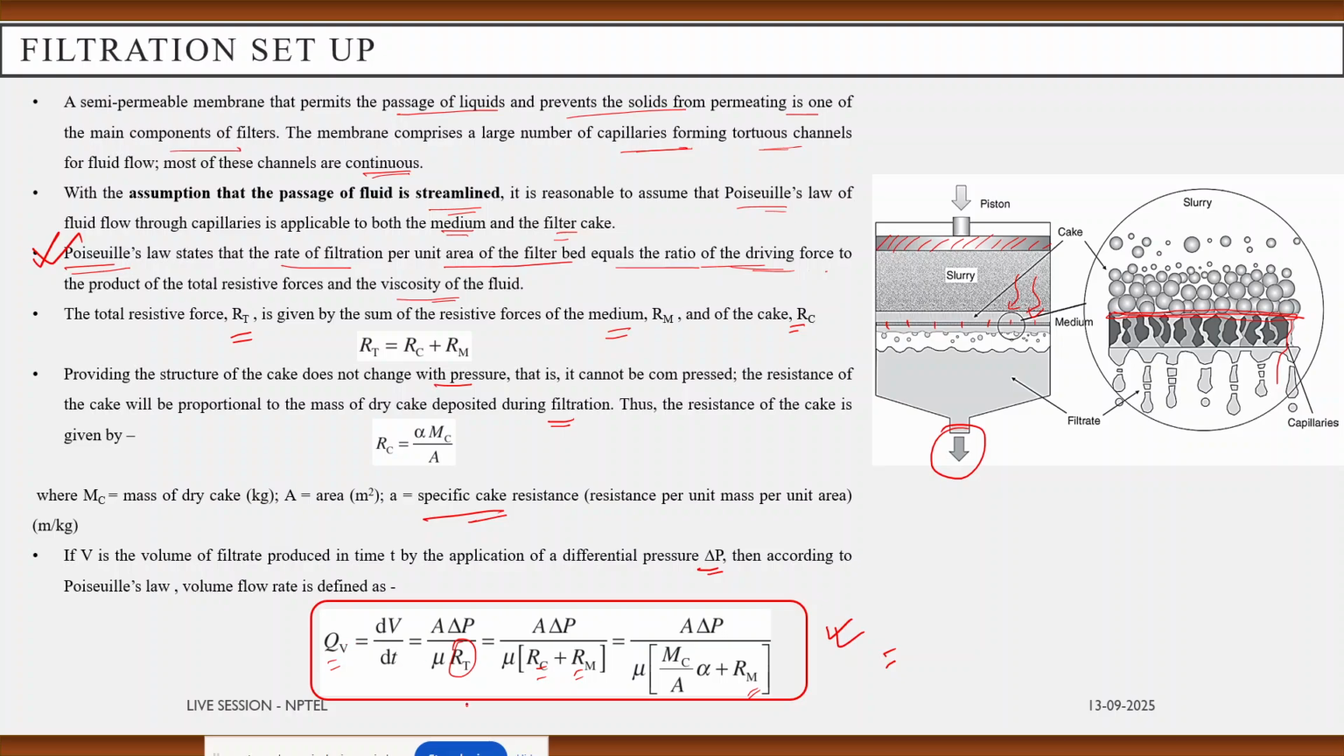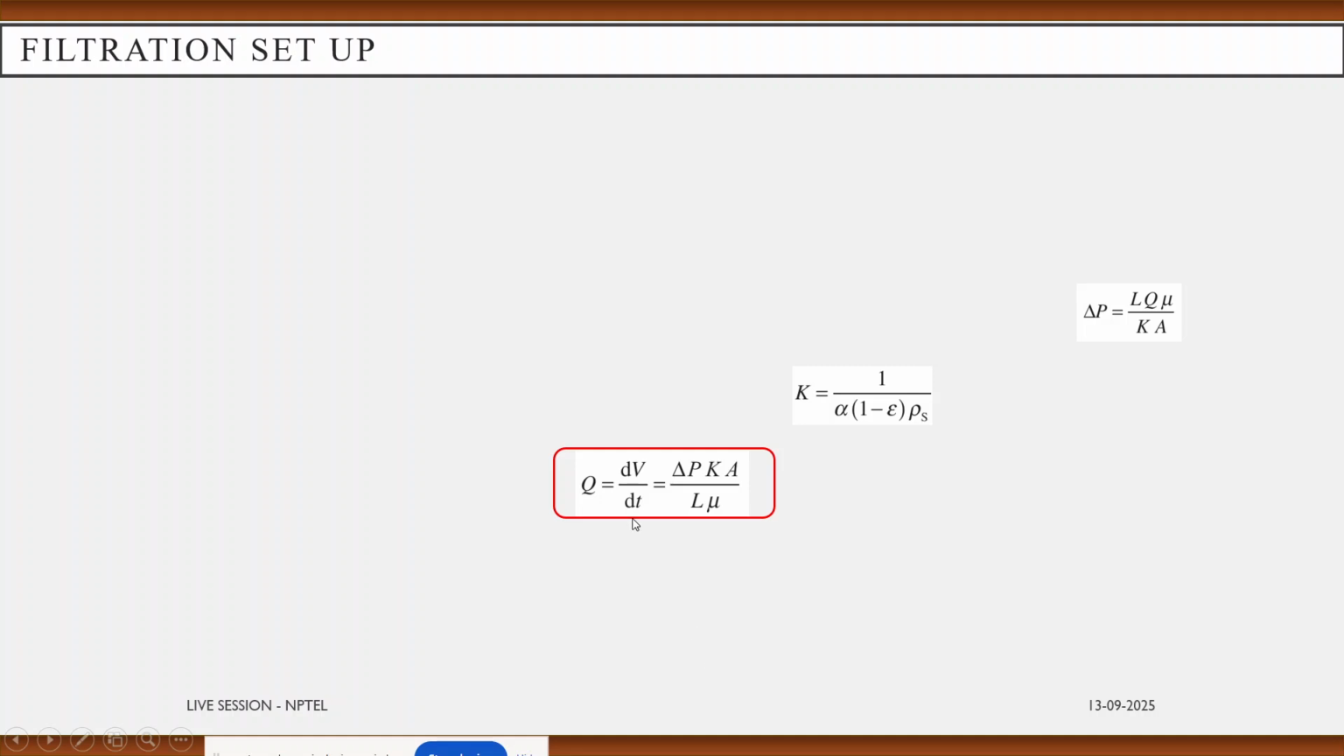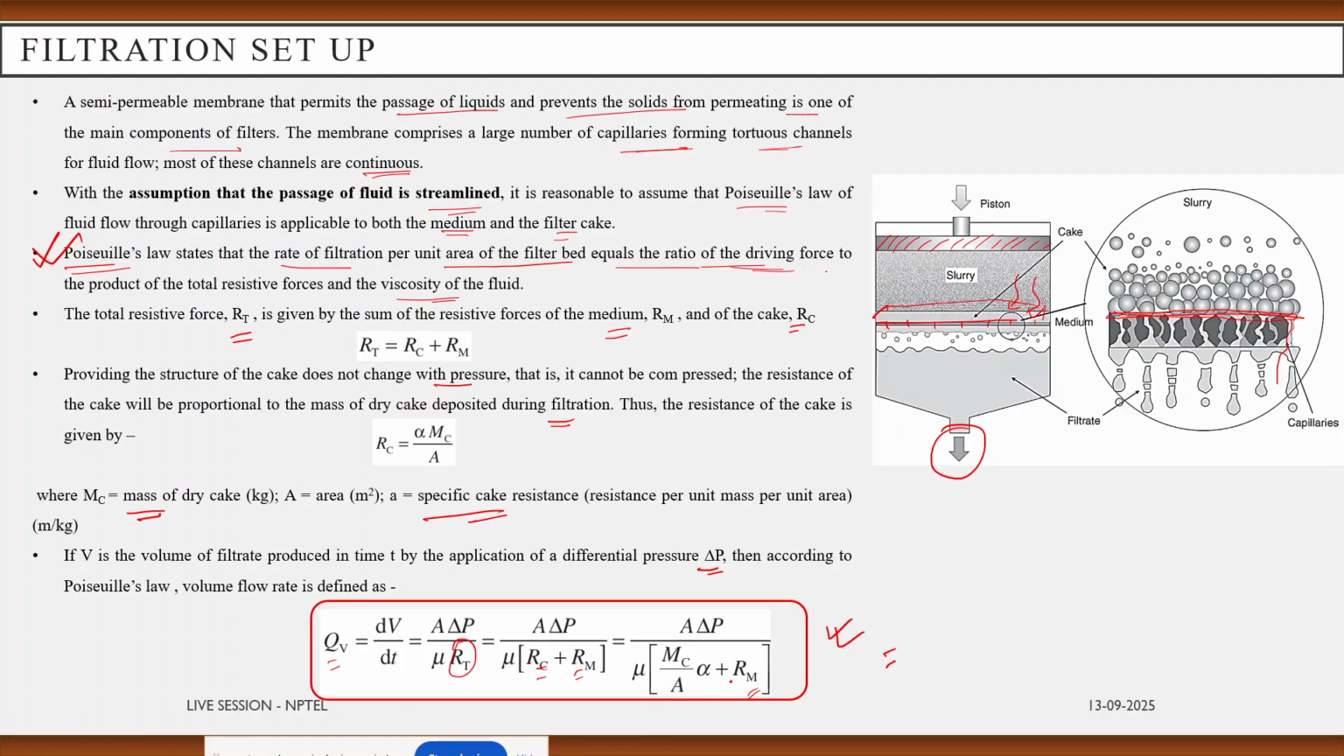So this volumetric flow rate depends on the area of the filtration bed, the pressure difference from upstream to downstream, the mass of the dry cake produced, the cake resistance, the filter medium resistance, and also the viscosity of the filtrate. So it is a very important equation.